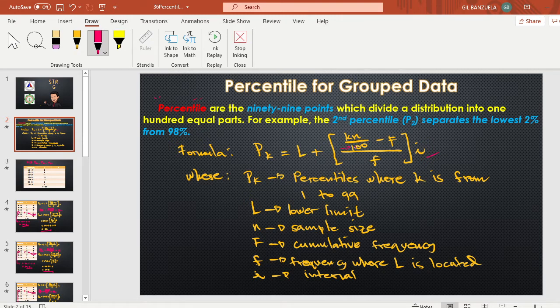Okay, alright, so again, P sub k is the percentile, where k is from 1 up to 99. L, of course, is the true lower limit. N is the sample size. Capital letter F is our cumulative frequency. The small letter f is the frequency where the lower limit is located, and of course i is the interval. I know you are very familiar with this matter. Okay?